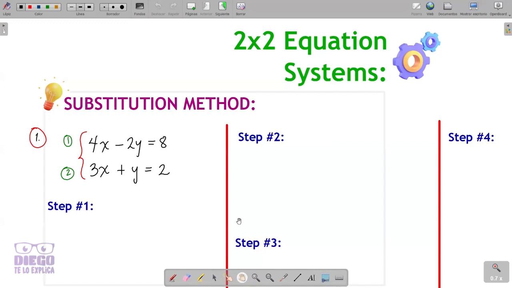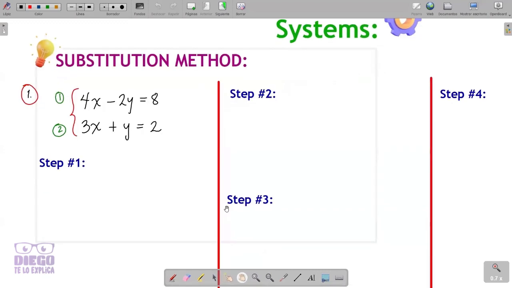Example number one. We have the system x minus 2y equal 8 and 3x plus y equal 2. Okay, we have a 2 times 2 equation system, two equations with two different variables. In this case, we're going to use the substitution method to find the x value and the y value, because that is the objective, to find the value of the two variables, the x and y.